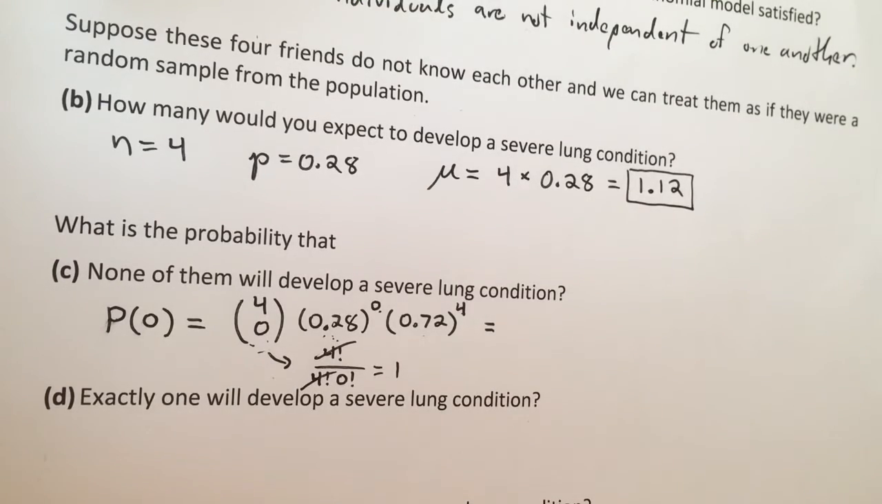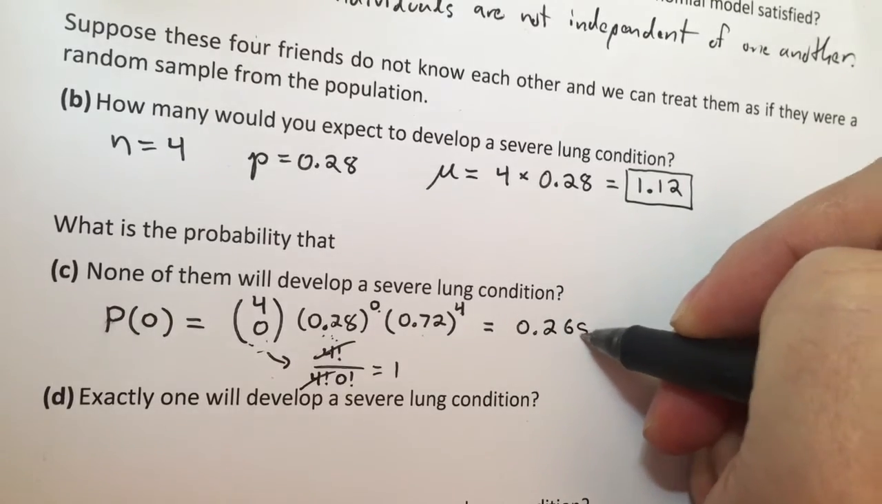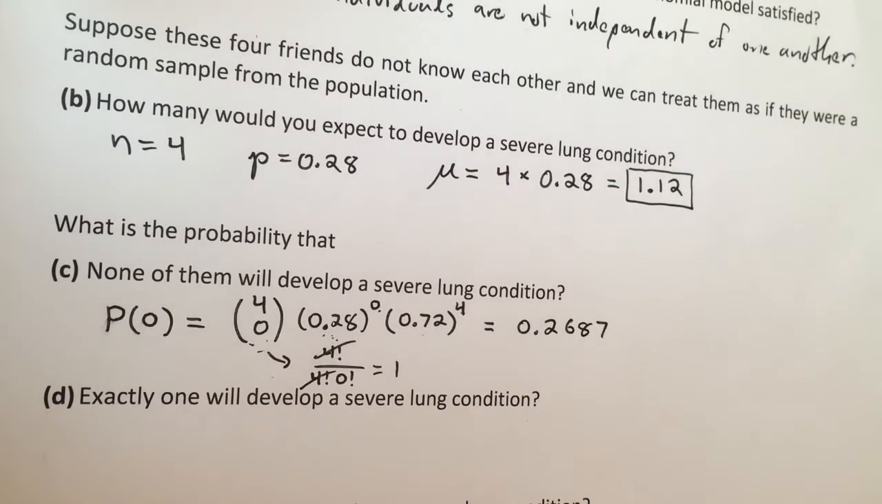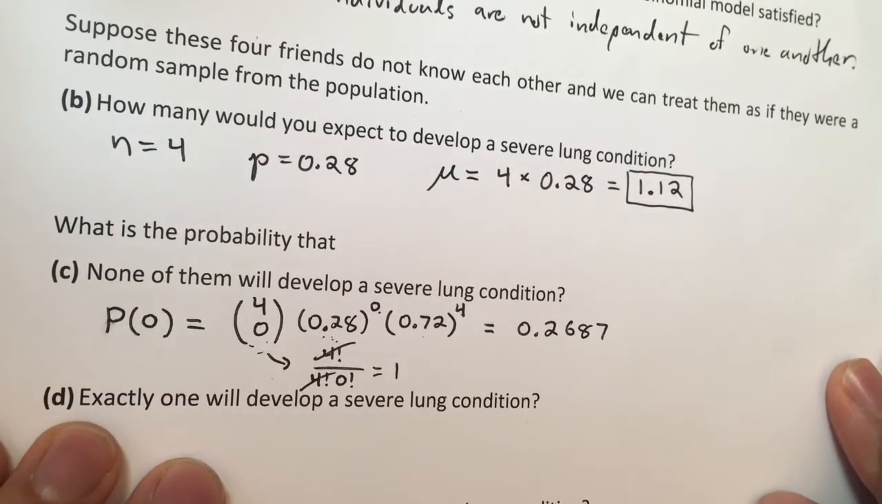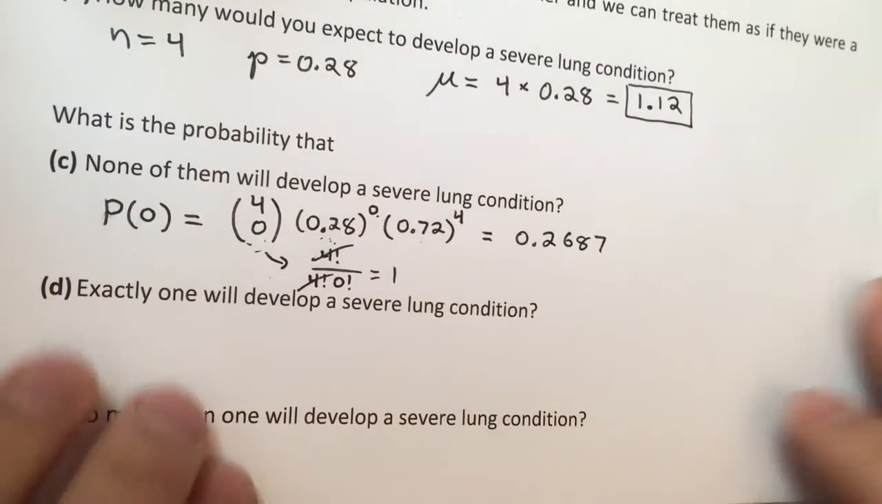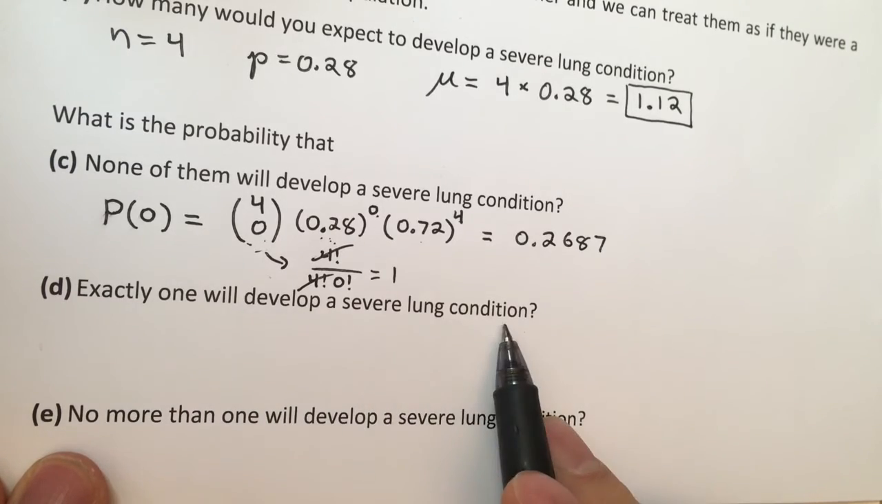And that is 0.2687. That's the probability that none of them will develop a severe lung condition. Let's go to D. What's the probability that exactly 1 will develop a severe lung condition?